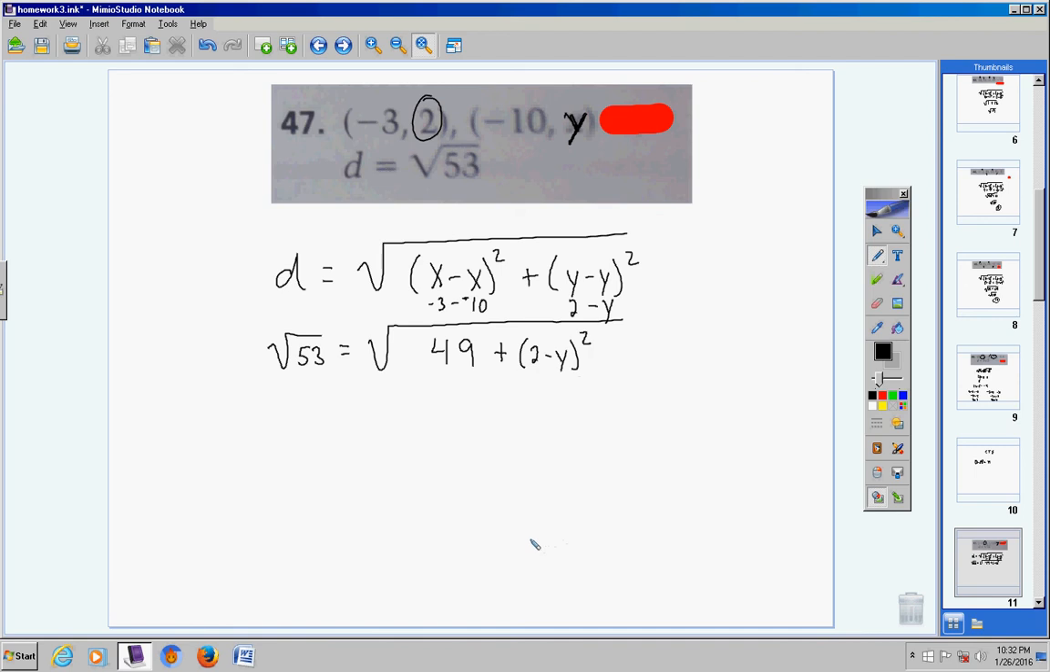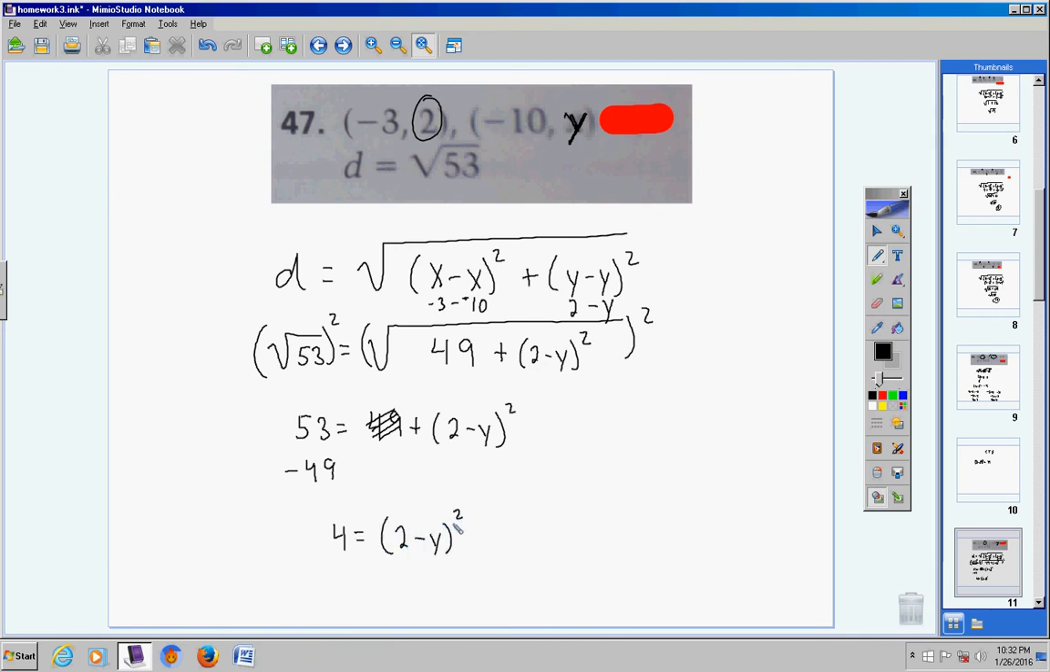Okay? Now, let's first of all get rid of our square roots. I'm going to square this side, and I'm going to square this side, okay? Square a square root, you're left with the radicand, the inside. Now, let's get this squared group all by itself. Bring the 49 over, it's a positive 49. Make it negative, and we're left with 4 equals (2 minus y) quantity squared.